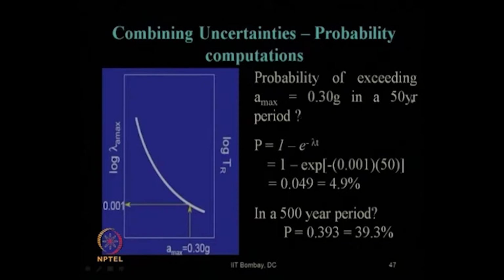Whereas, if for the same result you want to know for a 500-year period, you will get 39.3%, because the lambda value remains the same and only t changes in this equation. So, if you solve, you will get 39.3%. Obviously, it will have a higher probability when the time scale increases to 500 years. That depends on the design life of your structure. So, that is the way we use the probabilistic seismic hazard curve for our seismic design. Are you clear now where we use this probabilistic seismic hazard curve?